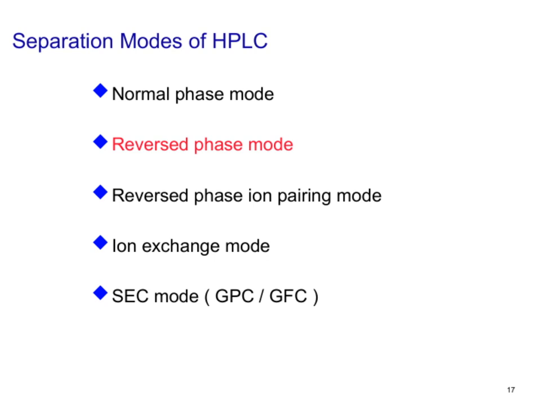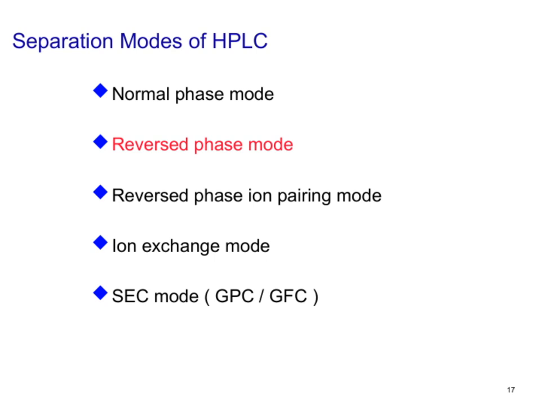Moving on, we have the reversed phase ion pairing mode, which is a variation that allows us to analyze ionic compounds more effectively by pairing them with an oppositely charged ion. This enhances retention and separation of charged molecules. Then, there's the ion exchange mode, where separation is based on the charge properties of molecules, making it excellent for separating ions and polar molecules.